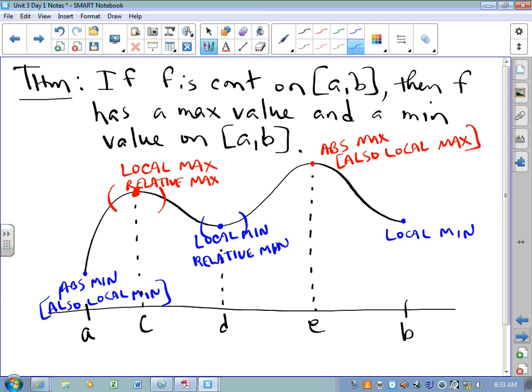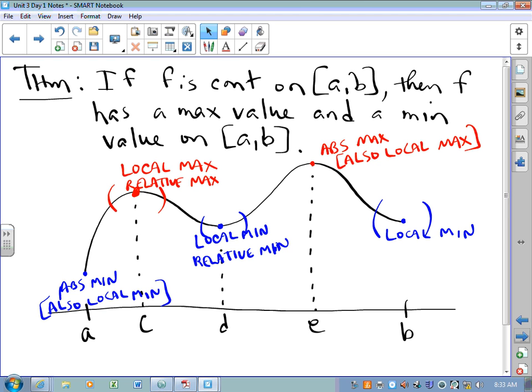F of b is a local min value because I can draw an open interval containing b, and we don't have anything on the right side of b, but I can draw an open interval containing b for which that is the lowest y value possible. So some folks refer to local mins as relative mins, local maxes as relative maxes, but that's the vocabulary. That's what we're shooting for.